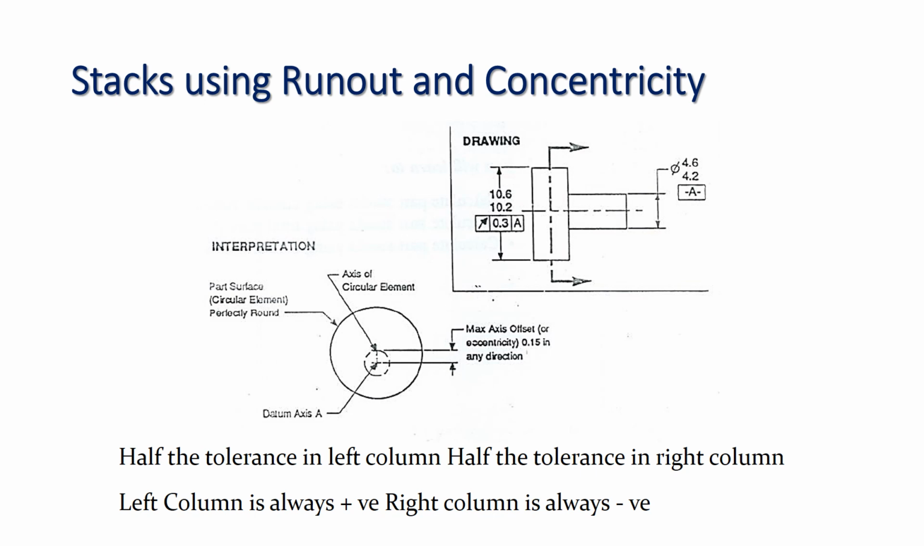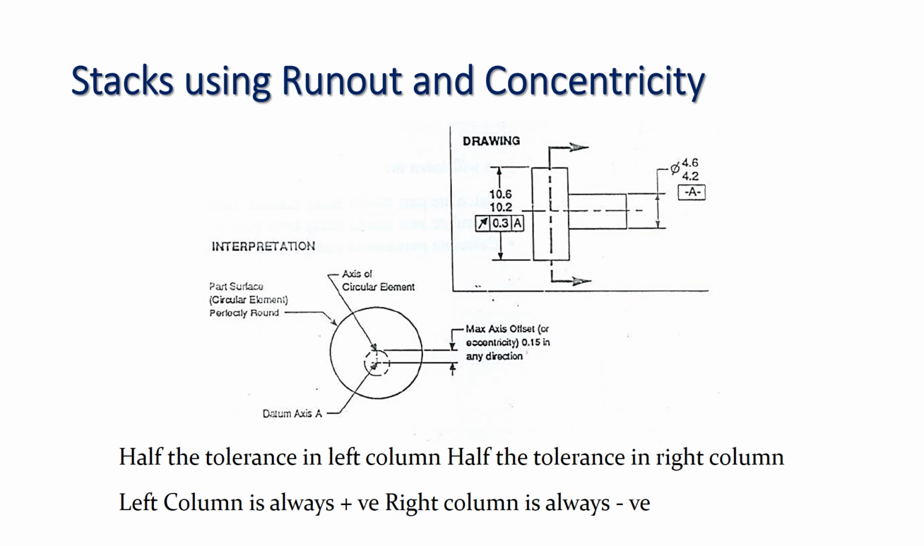Stacks using runout and concentricity. See the drawing. The runout tolerance is given as 0.3 mm with reference to datum A. And how to interpret that? The axis of a circular element, just remember that, goes in line with the datum axis A. Here the maximum axis offset or eccentricity is 0.15 mm in any direction. That's why it is 0.3.